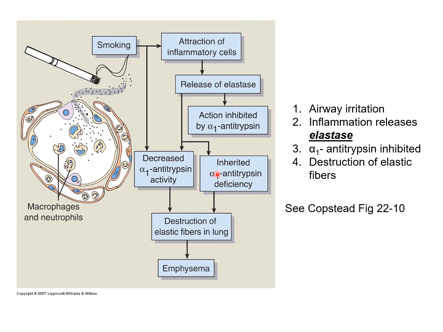If you have an inherited alpha-1 antitrypsin problem, you can actually jump right down to here. And so our normal inflammation that's going on actually becomes a problem in these particular patients. But the net effect is down here, destruction of the elastic fibers in the lung, and that's what causes emphysema.